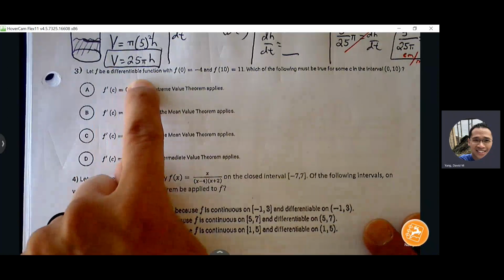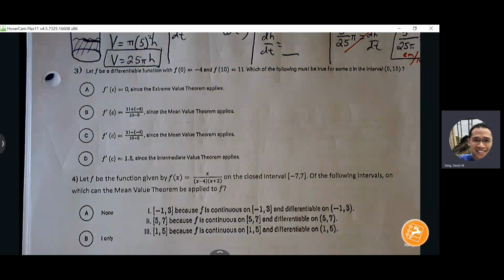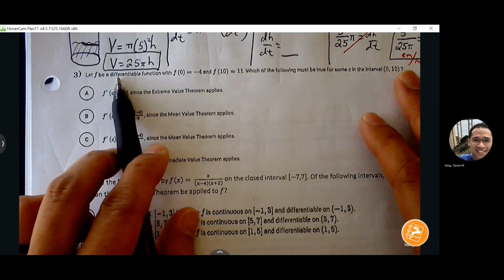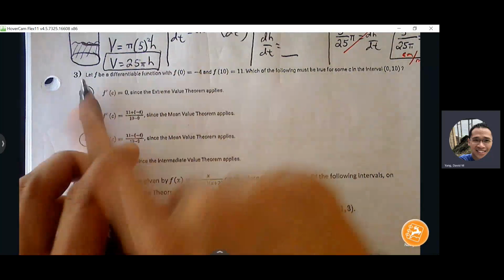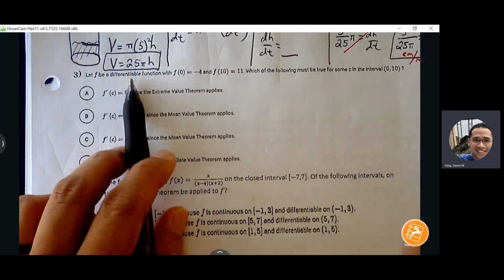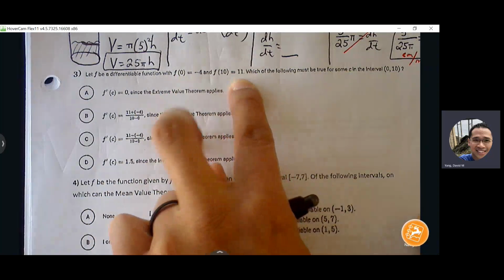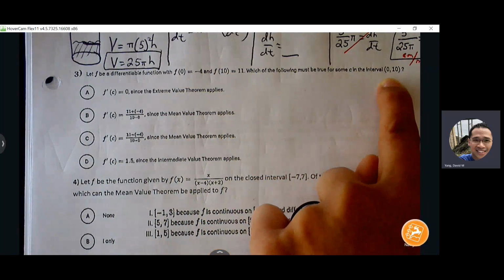Okay, it says let f be a differentiable function. So if they say differentiable, that means it also assumes that it's continuous, right? So a lot of times the problem may not say continuous and differentiable, because if you go after the one that requires the more difficult circumstance, that means we know that it must be continuous as well. So if it's differentiable, it's got to be continuous. Okay, so we have ordered pairs, endpoints being 0, -4, and 10, 11. Which of the following must be true on the interval?